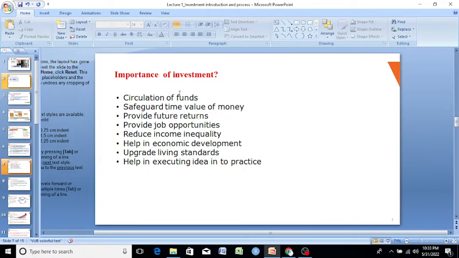So normally investment is very important from an individual investor's perspective, but it is also important from the overall economic perspective. It is good for saving or for improving the living standards of an individual investor, but at the same time it provides benefits to the economy. It also helps in economic development and in money circulation.